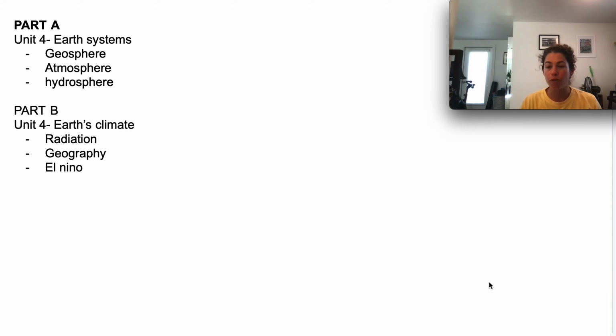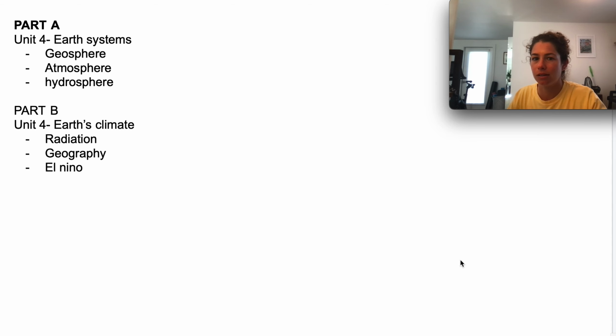Now we're going to do Unit 4. I've split Unit 4 up into two parts. One is basically an introduction to the Earth systems: the geosphere, which is soil characteristics and formation, the atmosphere, and the hydrosphere. The second part, which will be the second lecture, I'll split into two, and will be on the interactions of all those and how it impacts climate.